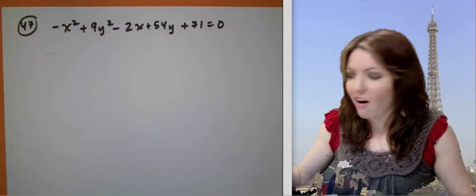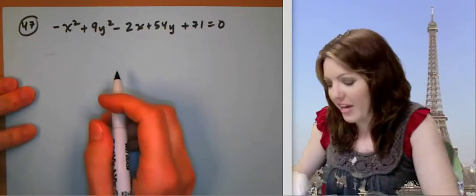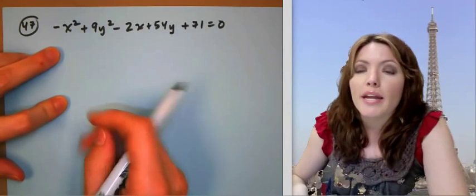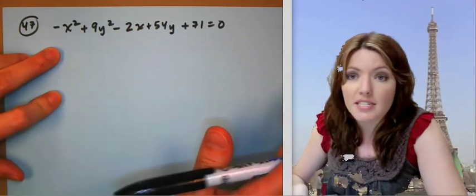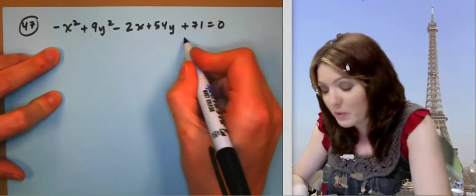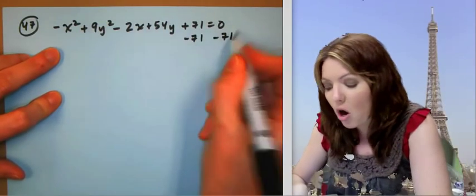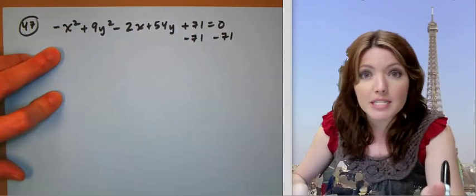All right, here we are with our third to last problem. Okay, so we have negative x squared plus 9y squared. So we're doing another conic section where we've got completing the square to happen. So what we want to do again is take any non-x or y terms and move them to the opposite side.